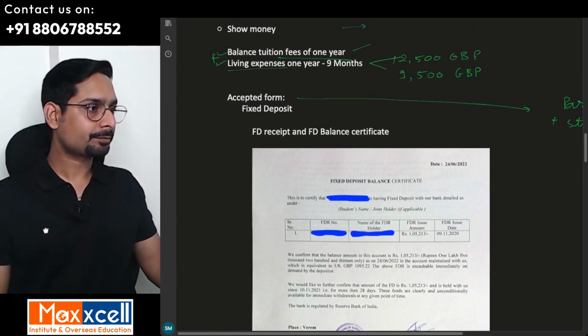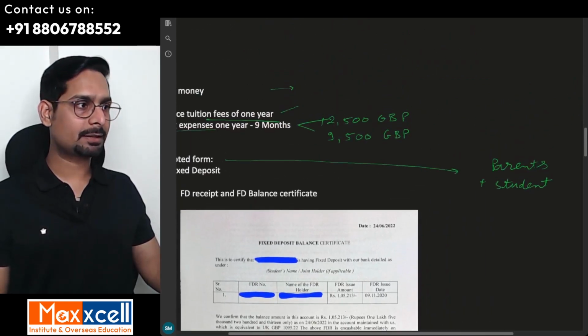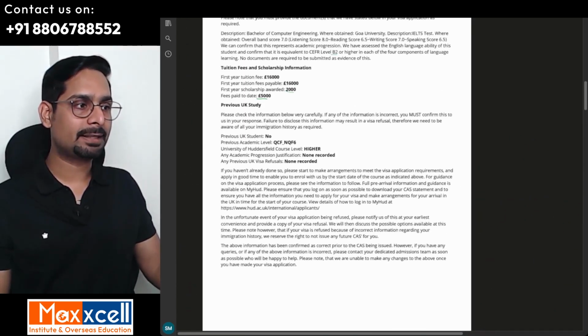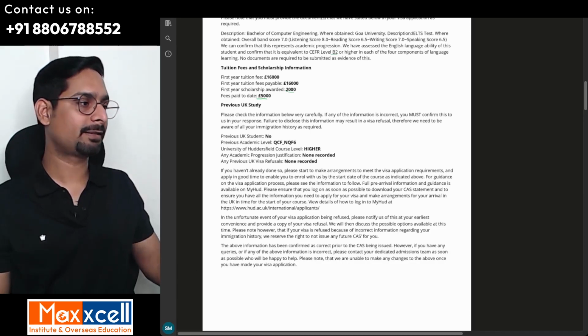Shall we take the example of this CAS? Let's take the example of this CAS. In this case, 16,000 minus 2,000 minus 5,000. So 11 minus 5 is 9,000.